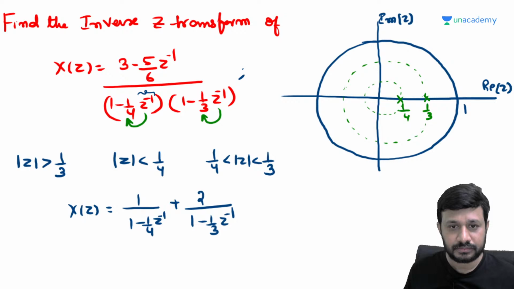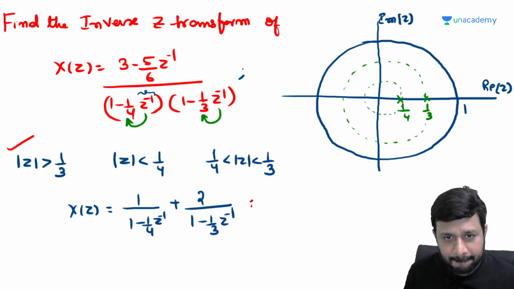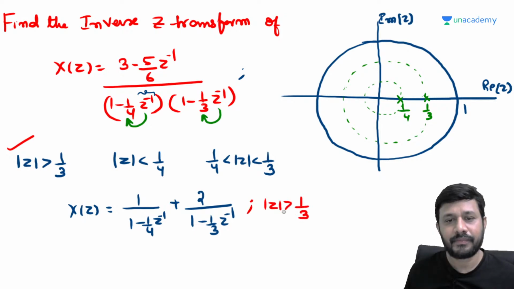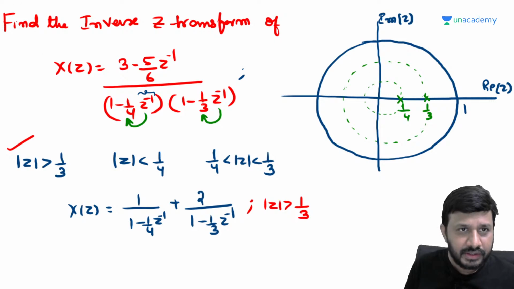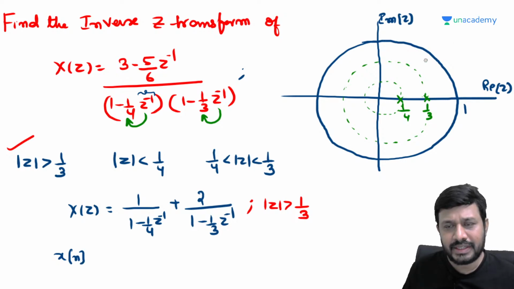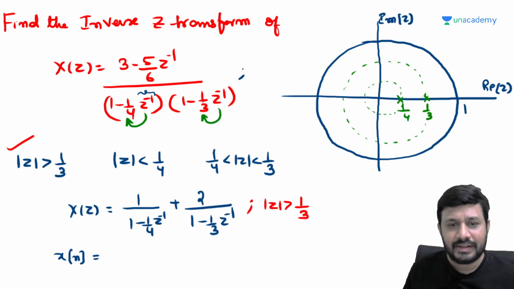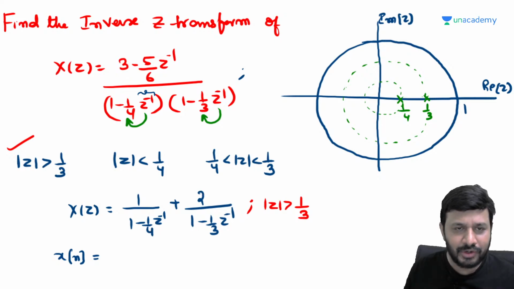Now if I take the first case, that is mod z greater than 1 by 3, for this one I want to get the time domain signal. Now here, mod z greater than 1 by 3 means from 1 by 4 outside, from 1 by 3 also outside. So what is the outside equivalent of 1 by 1 minus 1 by 4 z inverse, or z by z minus 1 by 4, which are the same?